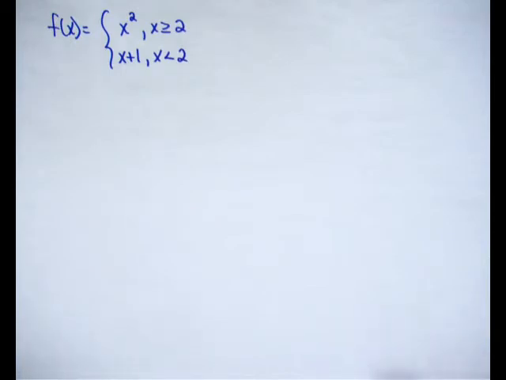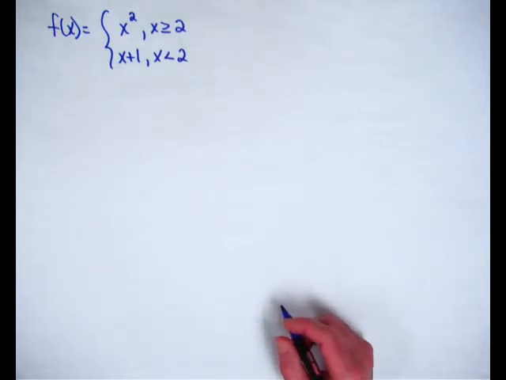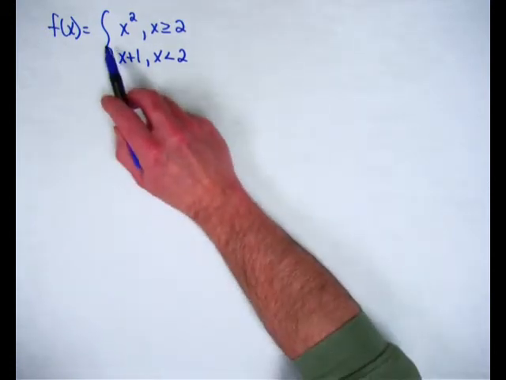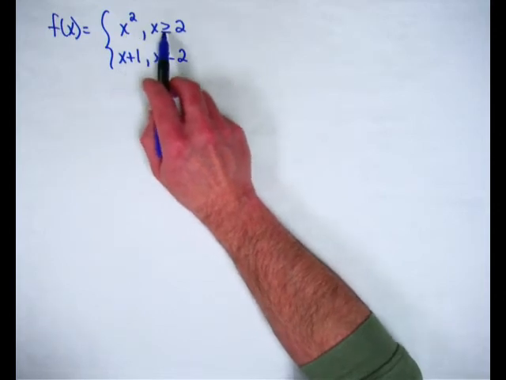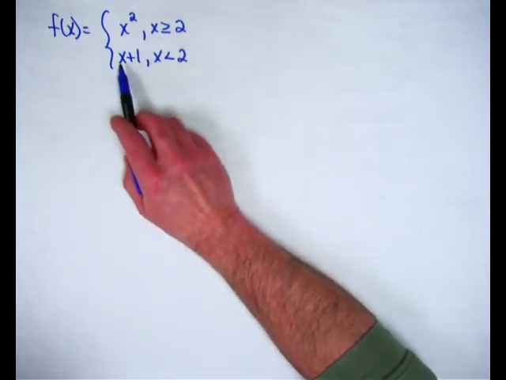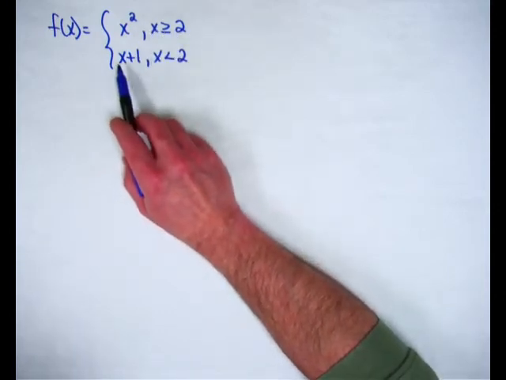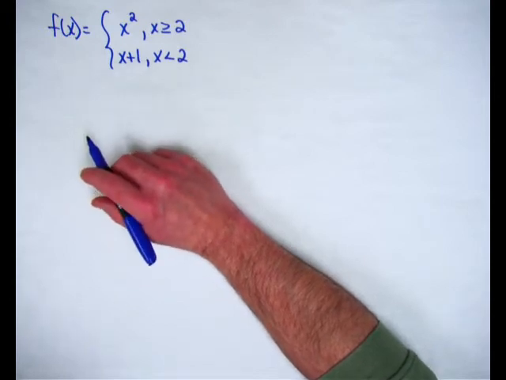So let's do an example of a jump discontinuity. What I've given you here is a function f of x, and this is a piecewise function. The function is equal to x squared whenever x is greater than or equal to 2, but it behaves differently when x is less than 2. What we want to do is determine, does this function have a place where it's discontinuous?